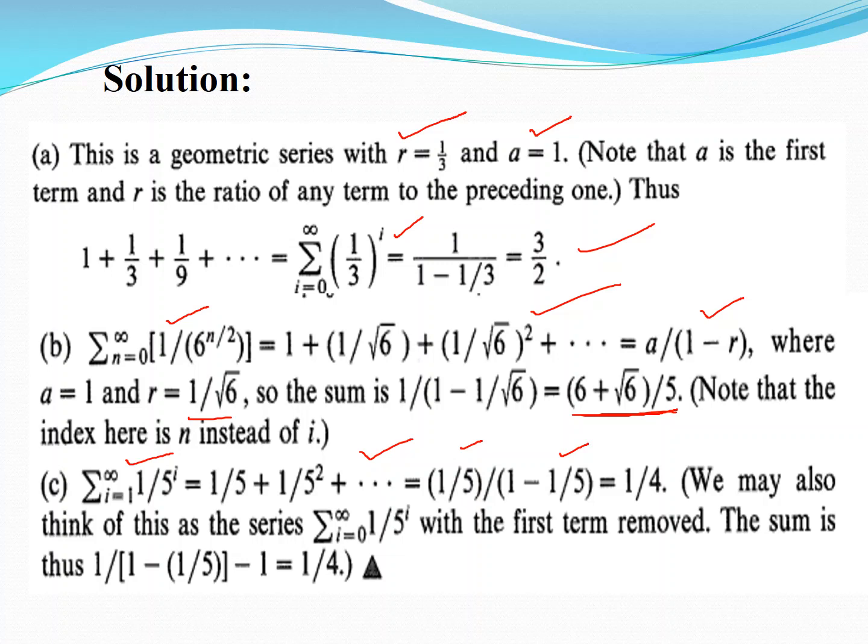we may also think of this as the series i equal to 0 to infinity, where i varies from 0 to infinity. With the first term removed, the sum is then 1 over 1 minus r minus 1, which is again 1 by 4.